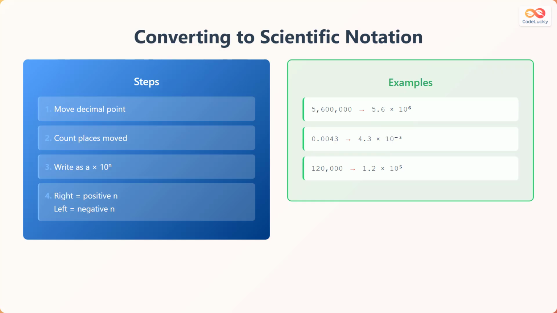Let's look at a few examples. The number 5,600,000 can be written as 5.6 times 10 to the power of 6. We move the decimal point 6 places to the left. The number 0.0043 can be written as 4.3 times 10 to the power of -3. We move the decimal point 3 places to the right. The number 120,000 can be written as 1.2 times 10 to the power of 5. We move the decimal point 5 places to the left.